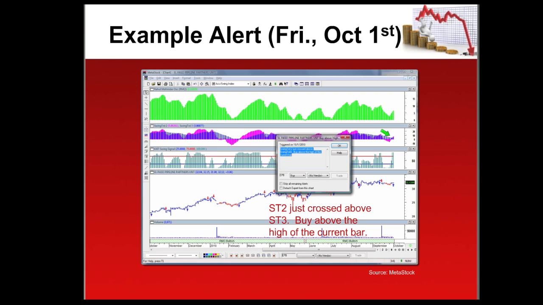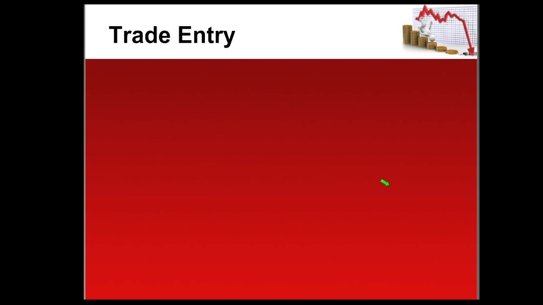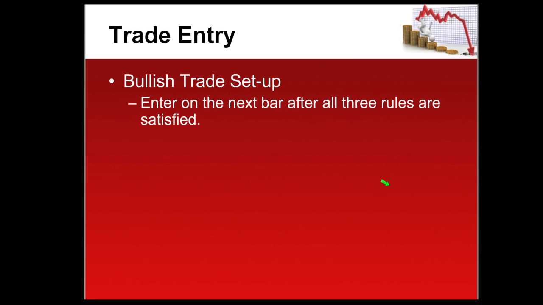And what we need to do is ask ourselves, okay, we've got a blue buy arrow, but we need a green ribbon and we need blue bars, which are both present. So now we've got a valid trade setup. To enter that trade, we're going to enter it one tick above the bar that generated that blue arrow. So we're just going to wait for the next bar to appear.